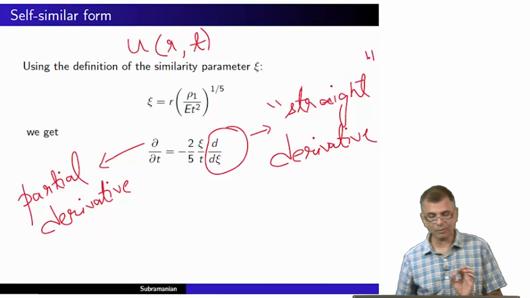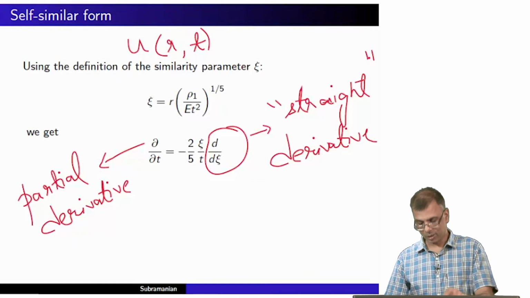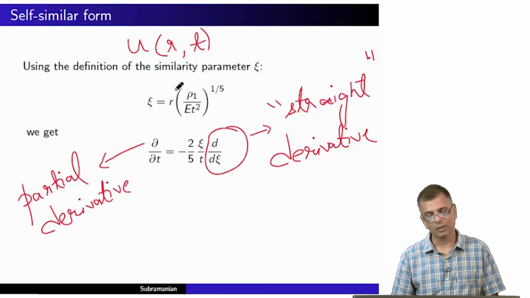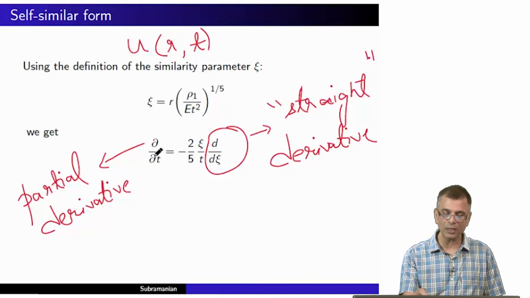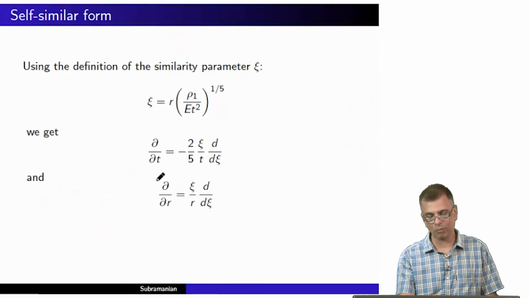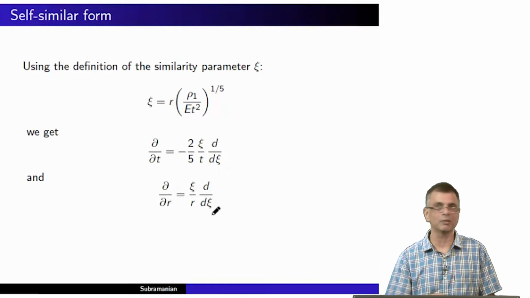And this is something that I want you to think about very carefully. Similarly, this follows directly from here. You could stick a u here, you could stick a p here, you could stick anything here. So if you had partial u partial t, you would have a du d xi. If you had a partial p partial t, you would have a dp d xi, and so forth. Similarly, the partial over partial r is this. Again, this is a partial derivative, whereas this is a straight derivative.